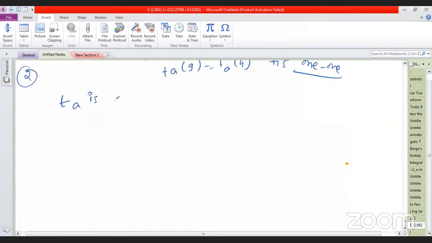T of A is onto. For every g belongs to G. What is codomain? Anyone tell me what is a codomain? Exact definition I want.